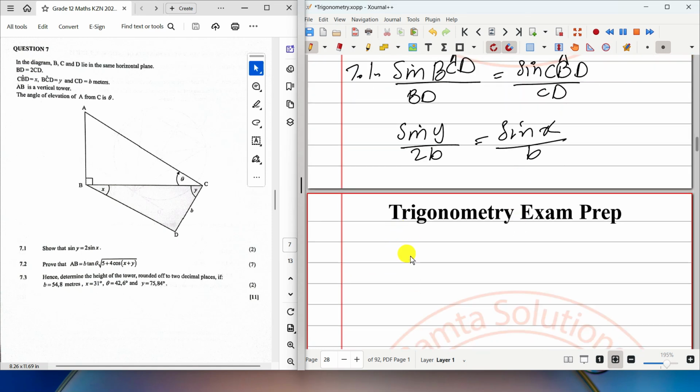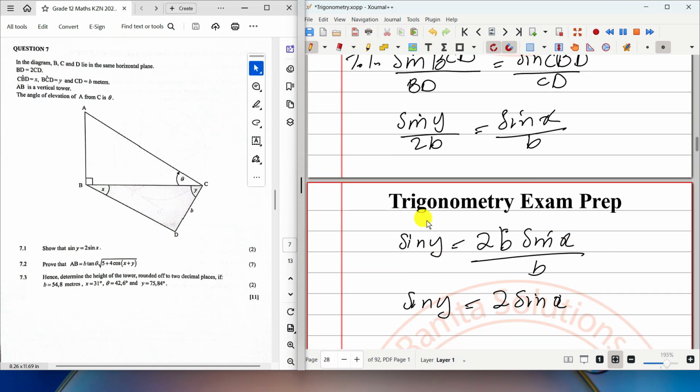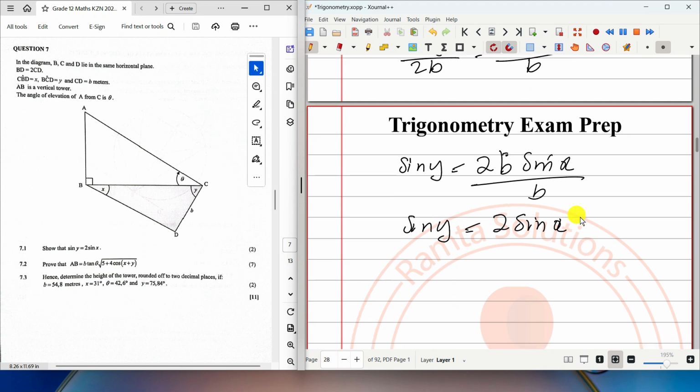Therefore, we can say sine y is equal to 2b sine x over b. Otherwise, sine y is equal to 2 sine x. This is not that necessary, but in case you want to understand how I got to my answer, you can include it. Okay, so we are done.